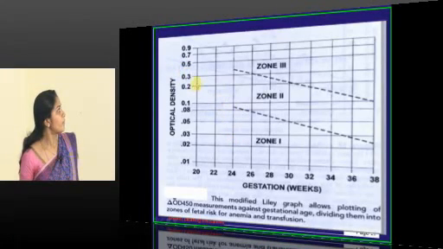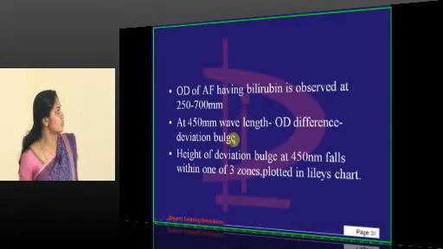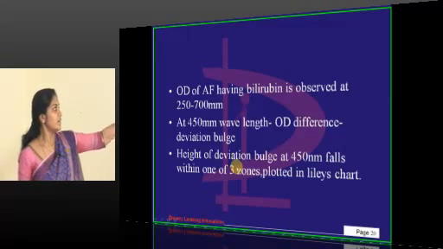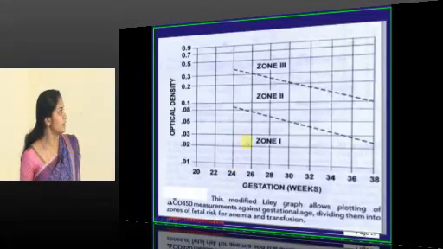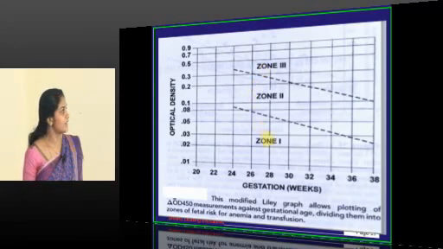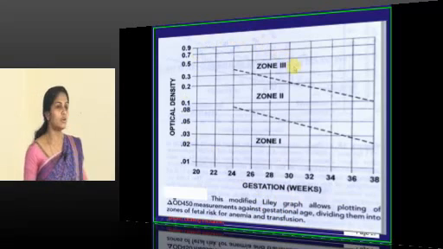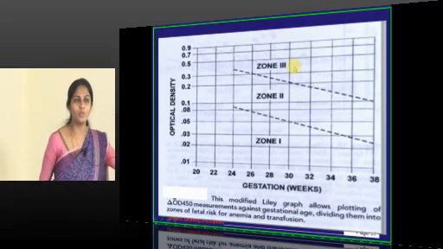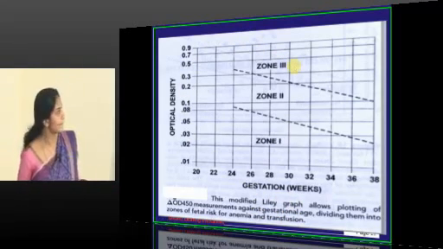So, from 0.4, 450 nanometers, we are going to divide into 3 zones, zone 1, zone 2 and zone 3. What are zone 1, zone 2 and zone 3? Depending upon the height, we are dividing into zone 1, zone 2 and zone 3. This graph is called Liley's graph, L-I-L-E-Y. This graph is very important. Depending upon this graph, we are going to manage the entire pregnancy.